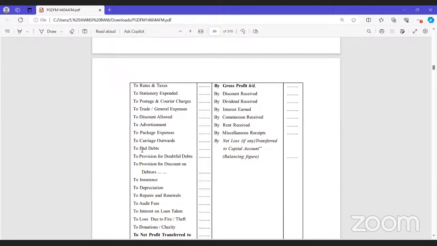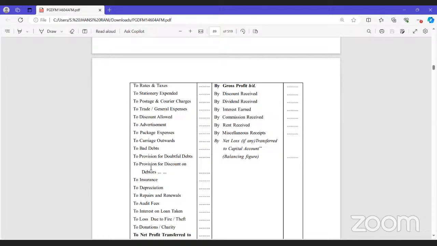Next, bad debts. Bad debts means whenever we sell the goods on a credit basis and the customer has not paid the amount, that is a loss to us, and that loss we call bad debts. Next, provision for doubtful debts. Provision for doubtful debts means whenever we anticipate that there are some customers who may not pay the amount to us, in that case we create a provision. We create a fund in the name of that. There will be some doubtful debts where we may not receive the amount. So we assume it is an expenditure which may or may not be incurred in the future.